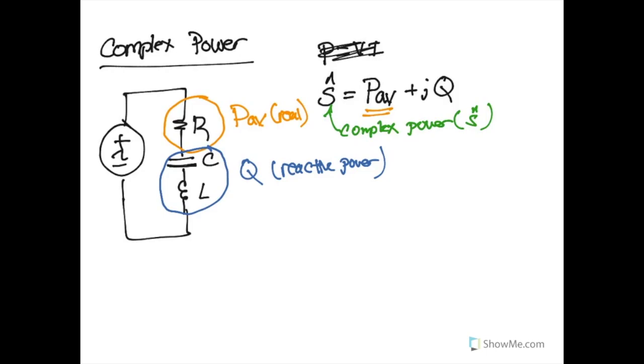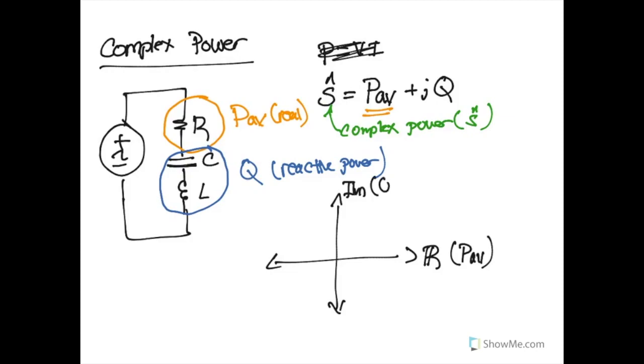And so often, because complex power is a complex value, we can plot it on the complex plane where we have our real number line, which is for our average power, and our imaginary line here, which is for our reactive power. And so you might analyze a system, and let's say you come up with the value 5 plus 10J as your complex power. And so your complex power would actually be at a point here in this 2D space.